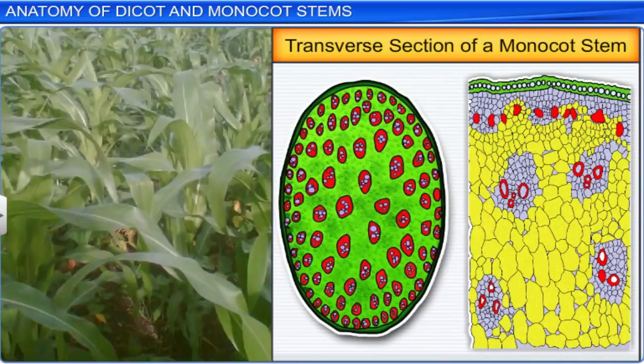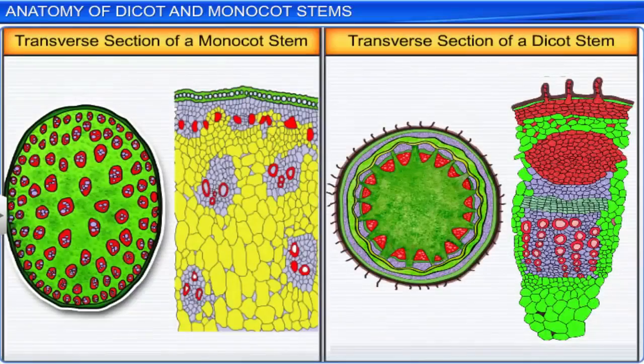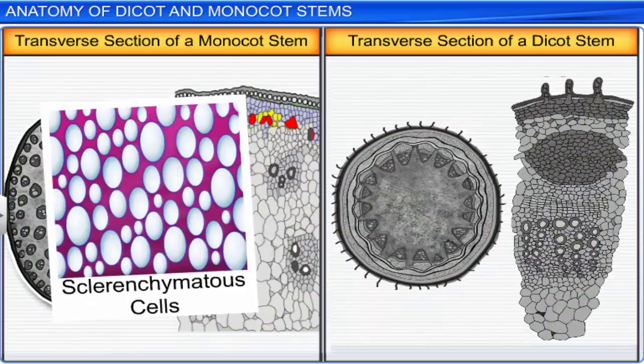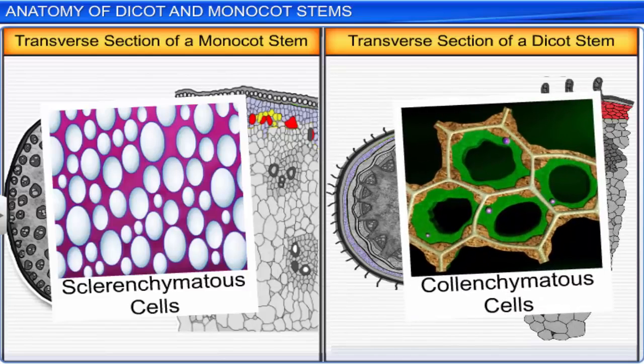Now that you've learnt about the dicot stem, let's study the monocot stem. The tissues of dicot and monocot stems are quite similar. However, there are some differences as well. In the monocot stem, the hypodermis is composed of sclerenchymatous cells, while in a dicot stem, it is composed of colenchymatous cells.